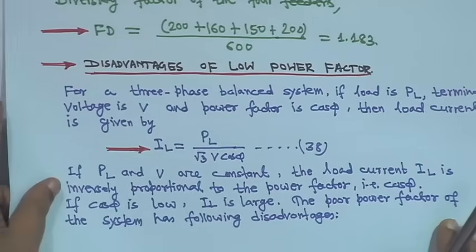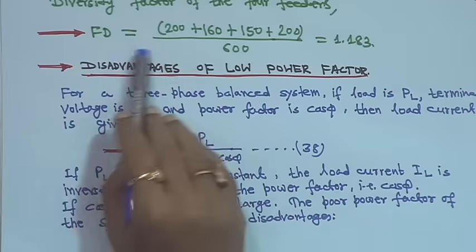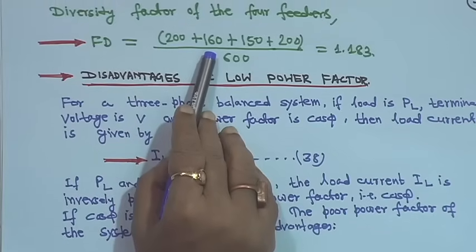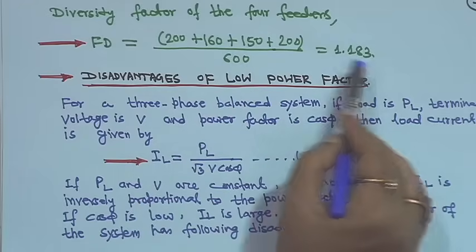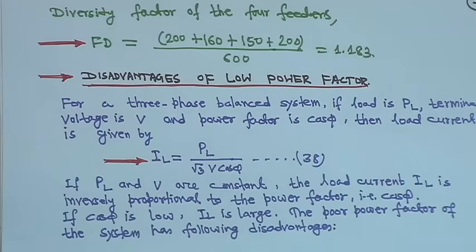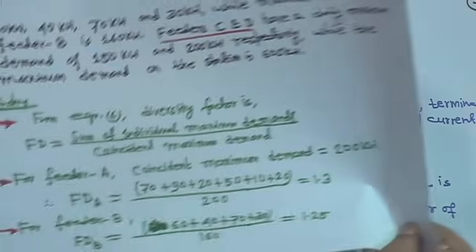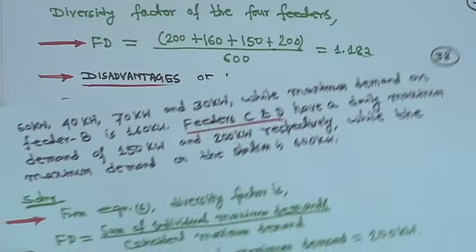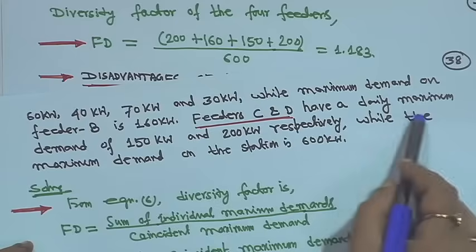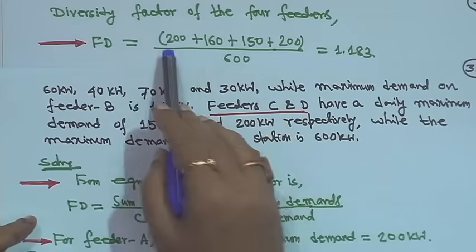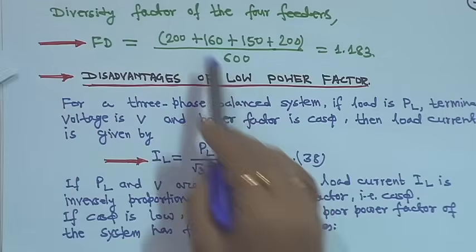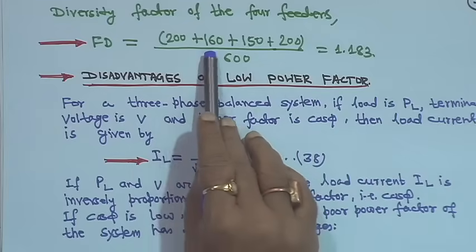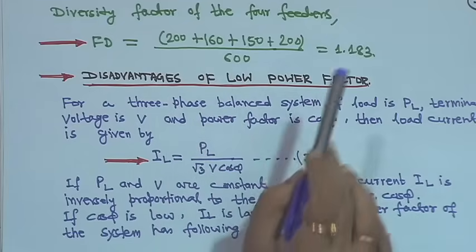Next, the diversity factor of the 4 feeders: FD is equal to 200 plus 160 plus 150 plus 200 divided by 600, it comes to about 1.183, the diversity factor of the 4 feeders, right. So for feeder B it is 1.25, and for the 4 feeders, the other 2 feeders' data are given, feeders C and D have a daily maximum of 150 and 200, the other 2 are 200 and 160, and the maximum demand of the station is 600 kilowatt. So the diversity factor of all 4 feeders will be 200 plus 160 plus 150 plus 200 divided by 600, this is 1.183.